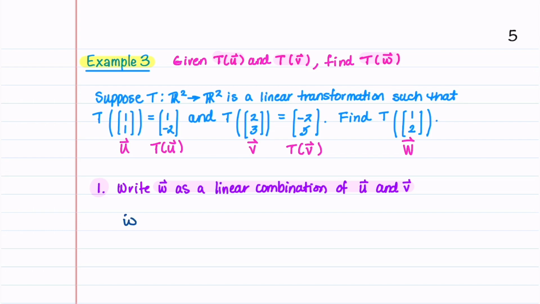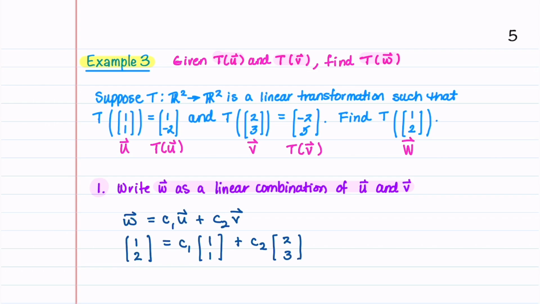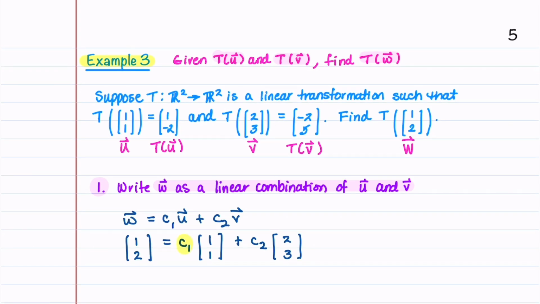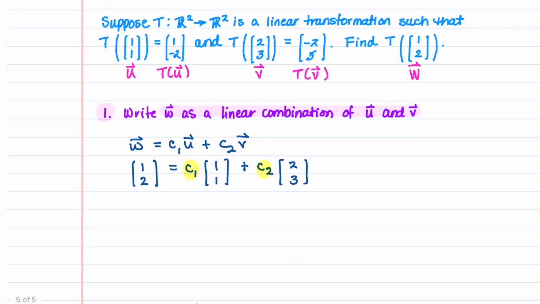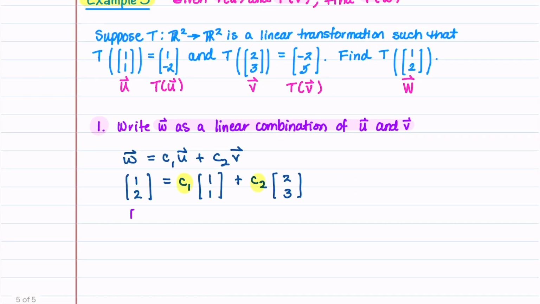We'll write that w is equal to c1 times u plus c2 times v. Let's now plug in our vectors. Our w is (1, 2), and that's equal to c1 times our u, which is vector (1, 1), plus c2 times vector v, which is (2, 3). We now need to find c1 and c2. To find c1 and c2, we're going to place vectors u and v in a matrix that's augmented with w, and we're going to put that matrix in reduced echelon form.